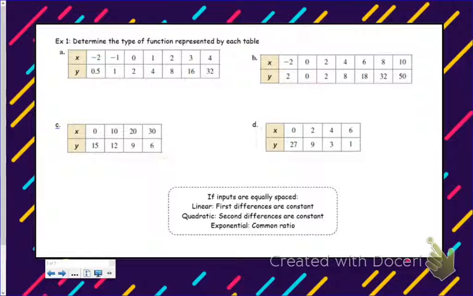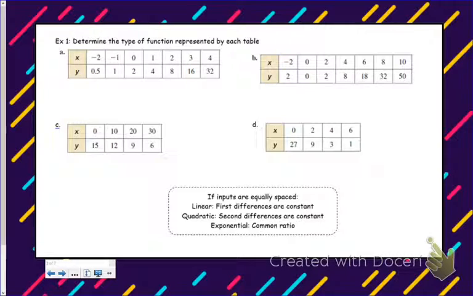Hi guys. So today we're going to look at regression and different models of exponential functions. To start, we're just going to look at a couple of tables and determine what type of relationship these values have. And you may have seen a few of these back in Algebra 1, but what we're going to do first of all is look at how these values are changing.